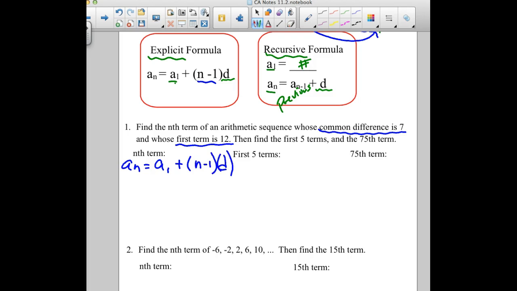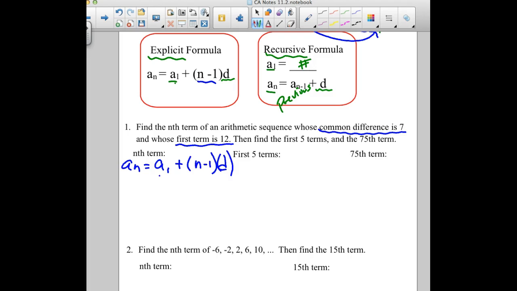Okay. Now, a lot of people forget to put the plus sign in here. It's important that it's there. You're not taking A sub 1 times that other stuff. You're adding it to it. Okay? Now, let's plug in what we know.